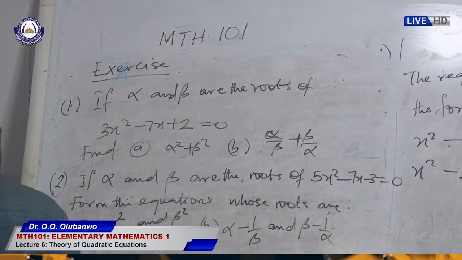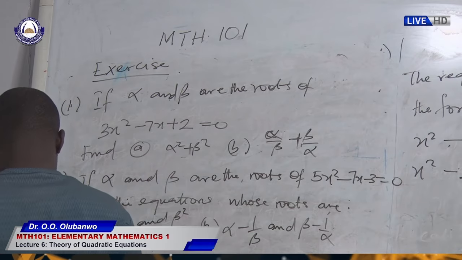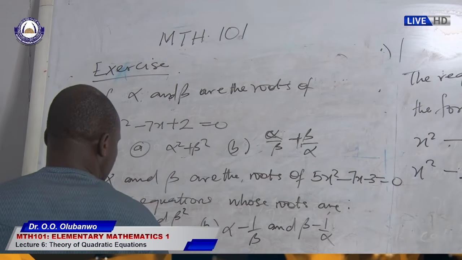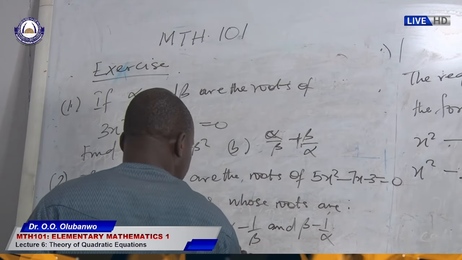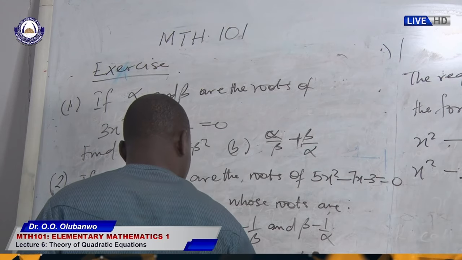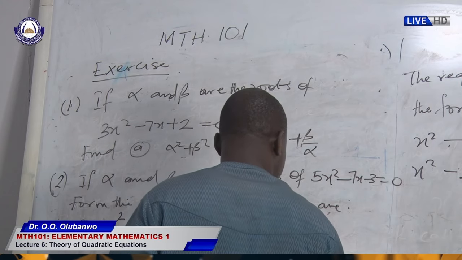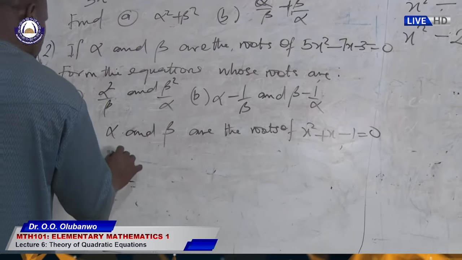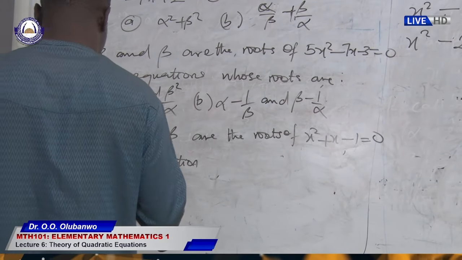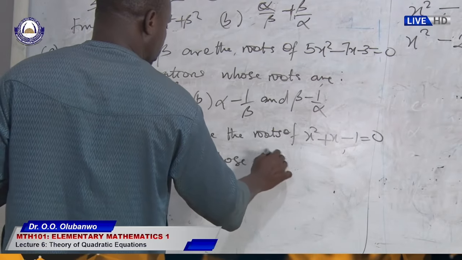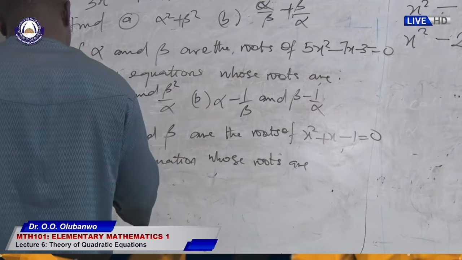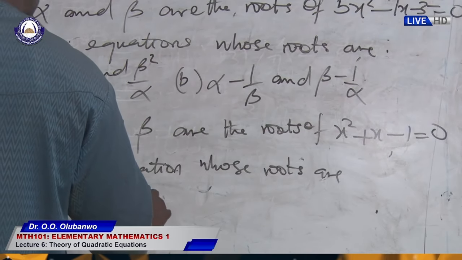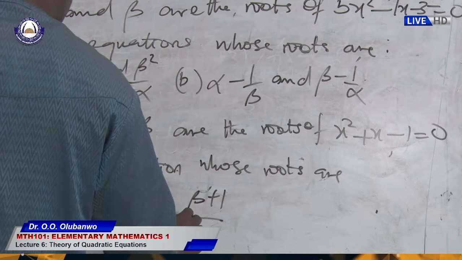Question 3. If alpha and beta are the roots of x squared plus x minus 1 equals 0, form the equation whose roots are alpha plus 1 over beta plus 1 and beta plus 1 over alpha plus 1.